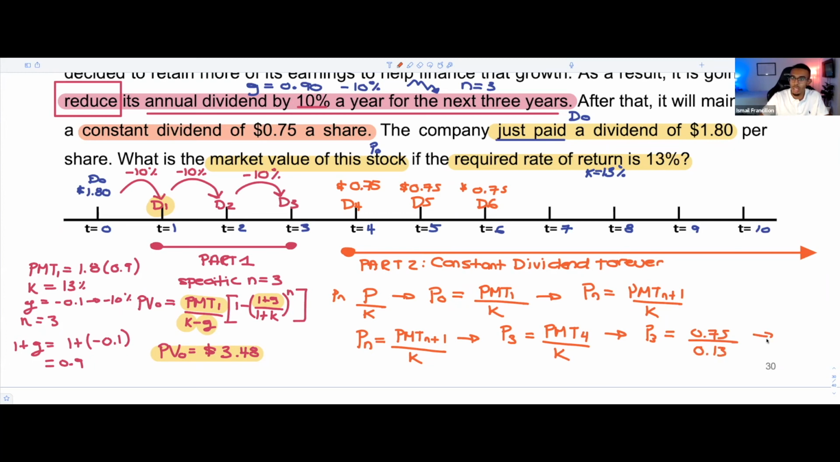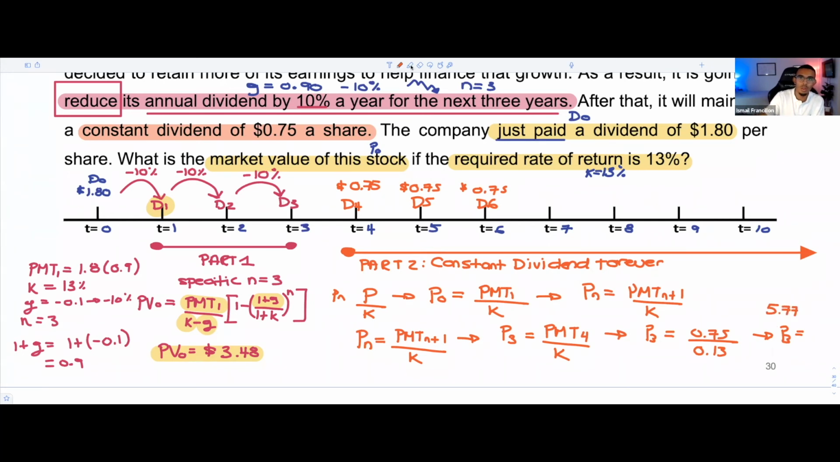Can somebody tell me what P3 is equal to? Walid says 5.76. That can be fair. 0.75 divided by 0.13. Okay, cool. Thank you. So we know that P3 is equal to 5.77.